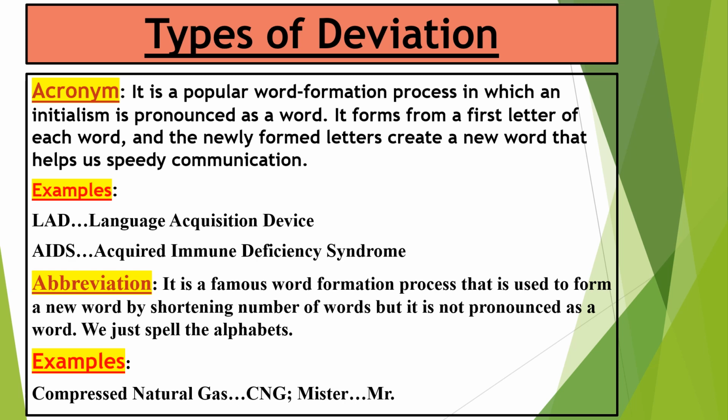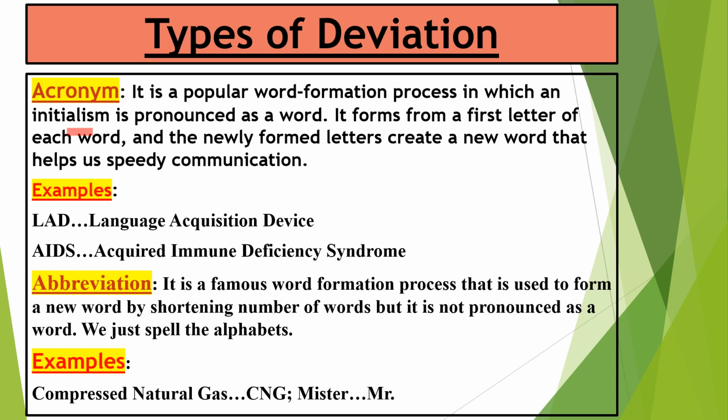Acronym and abbreviation. It is a popular word formation process in which an initialism is pronounced as a word. We are going to take the start part of all the different words. हम पहला उनका word pick कर लेते हैं तमाम words का, and the word that we have at the end, it is pronounced as a new word. वो आपके आखिर में एक नए word की तरह pronounce होगा. But in abbreviation we again do the same thing, that हम पहला word pick करते हैं, but we cannot pronounce the word as a new word.